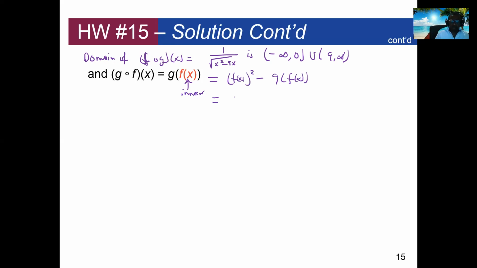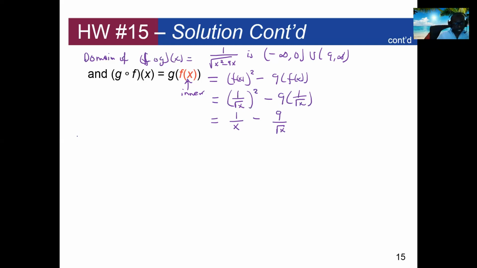F of x is 1 over the square root of x. And because the g is x squared, we square that, and then we get 9 times 1 over the square root of x. Now if I square the 1, it is 1. If I square the square root of x, I get x. So minus 9 times the square root of x, which is the same as 9 over the square root of x. All right, so now let's find the domain.